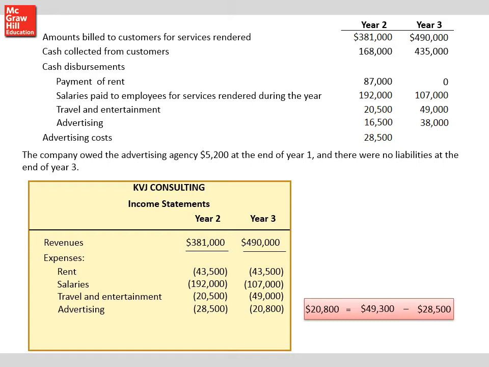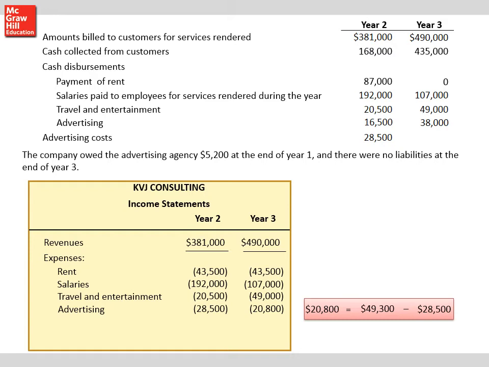During year 3, the company makes a payment of $38,000. Well, what's that for? Part of it is for the $17,200 that they still owe in accounts payable. Okay, they don't give us the advertising costs for year 3. We've got to figure that out.